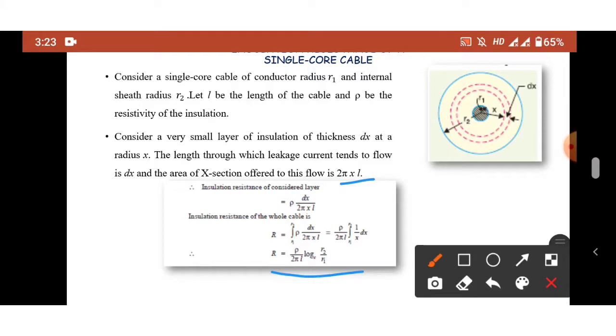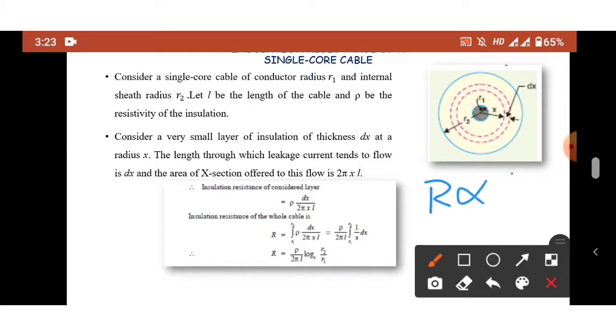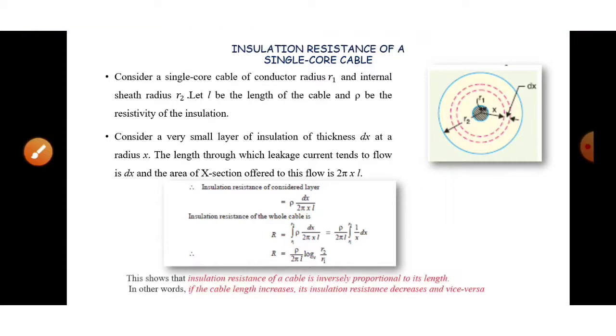So from this equation, we can see that R is inversely proportional to L, where L is the length of the cable. So as length of the cable increases, resistance decreases. So insulation resistance of a cable is inversely proportional to its length.